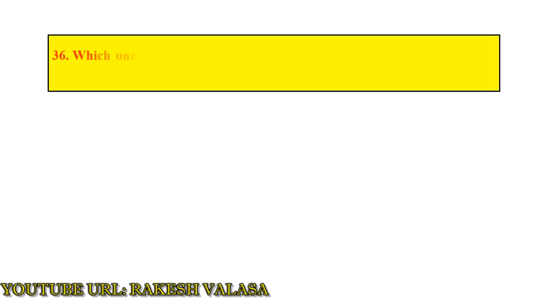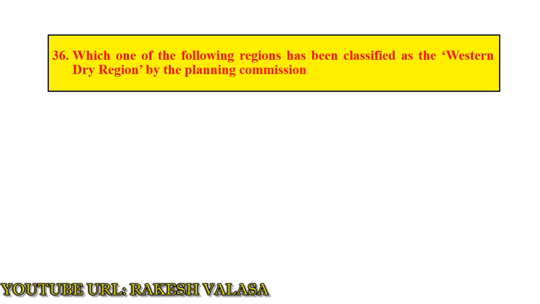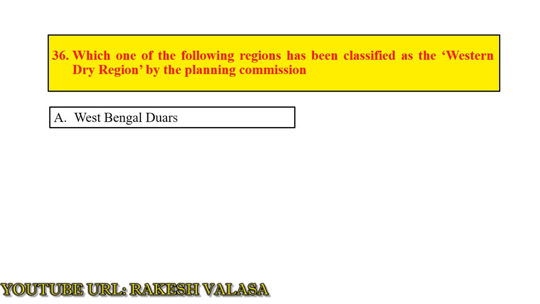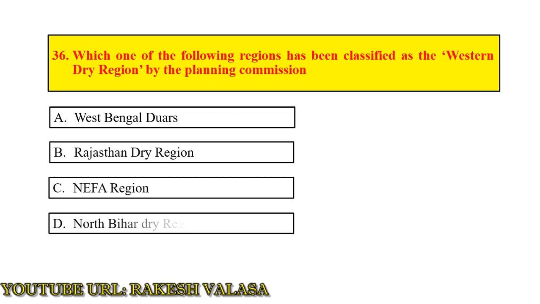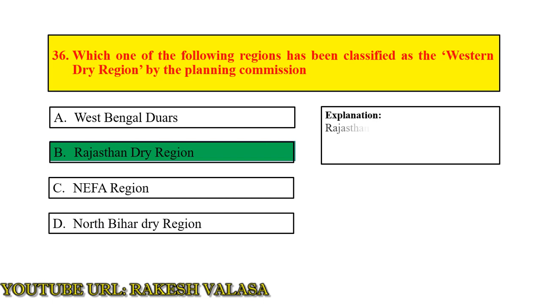Question number 36. Which one of the following regions has been classified as the Western Dry Region by the Planning Commission? Answer: Rajasthan Dry Region. Explanation: Rajasthan Dry Region is the Western Dry Region as classified by the Planning Commission.